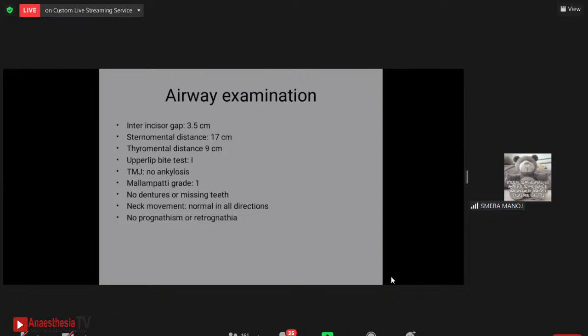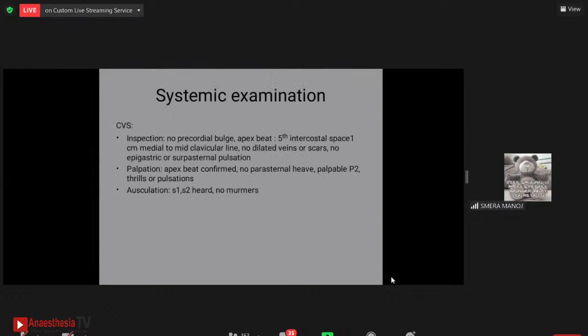Going to airway examination, his interincisor gap was 3.5 centimeters, sternomental distance of 17 centimeters, thyromental of 9 centimeters. TMJ had no ankylosis, Mallampati grade was 1, no dentures or missing tooth present. Neck movement was normal in all directions. There was no prognathism or retrognathia.